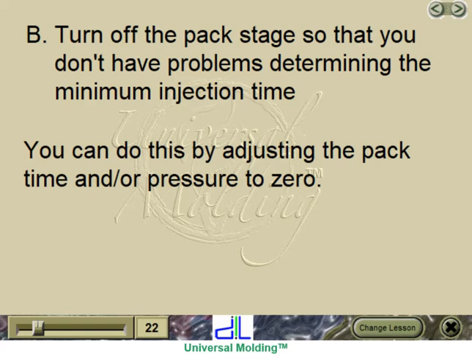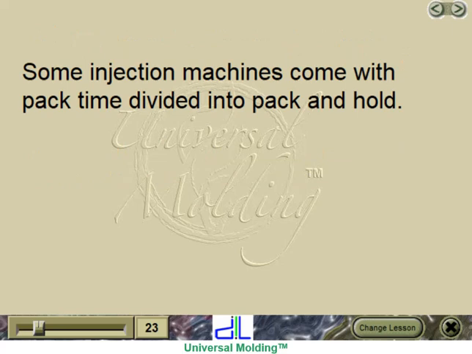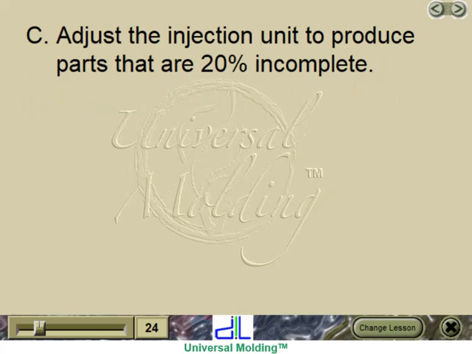You can do this by adjusting the pack time and/or pressure to 0. Some injection machines come with pack time divided into pack and hold. Turn off one of these. C. Adjust the injection unit to produce parts that are 20% incomplete.